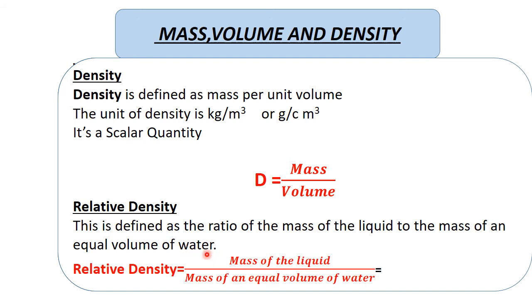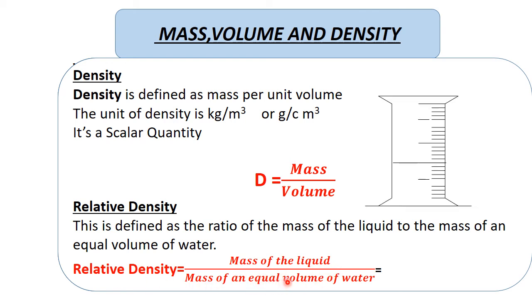What does it mean by an equal volume of water? By the way, all this can be written as a formula like this. Relative density is equal to the mass of the liquid over the mass of an equal volume of water. Let's see what this really means.